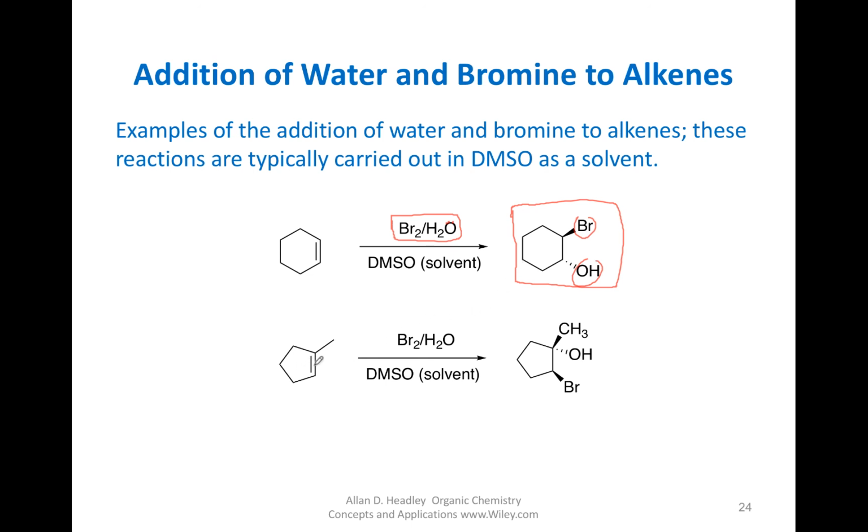Here's one that's not symmetrical, because this carbon is different from this carbon. The bromonium ion would form right here, and then the water would attack this carbon because it is more crowded than this carbon right here. So this is your major product, and here is your stereochemistry, trans.